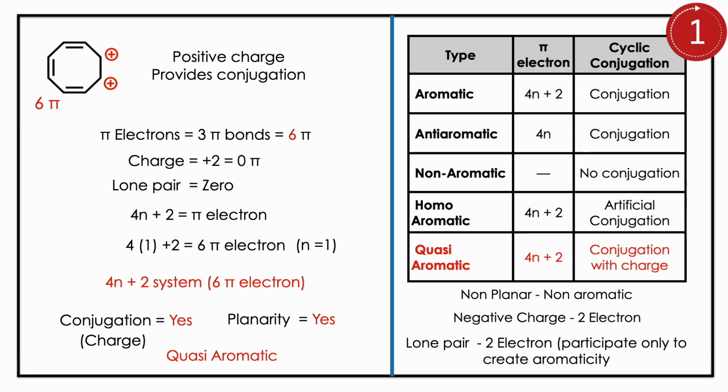So if you go by the normal pathway, 3 pi bonds, so 6 pi electrons, charge is +2, so 0 pi electrons, because positive charge doesn't contribute to the pi electron system. So lone pair is 0. Totally 6 pi electrons with a 4n plus 2 system where n equals 1. The compound is conjugated and planarity is there because all carbons are sp2 hybridized, all are planar. So the given compound is quasi-aromatic.